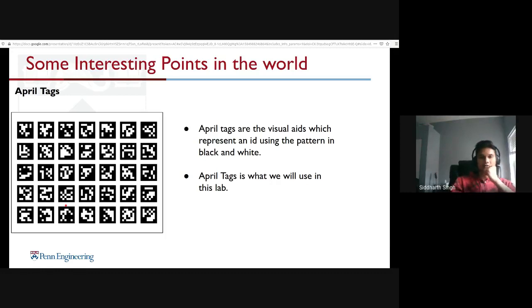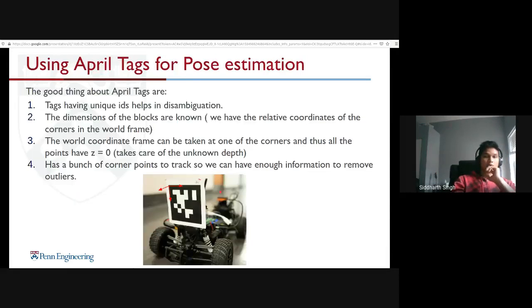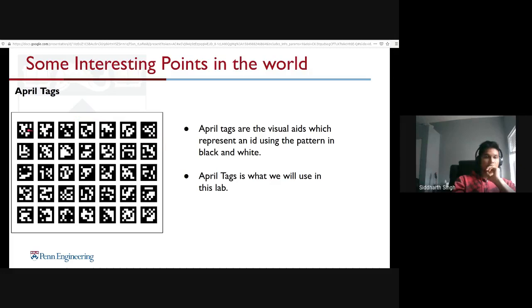So April tags, essentially, are visual aids. They are very unique. Every single visual pattern is unique in every April tag. They have IDs. So for example, each of these April tags has a unique pattern in the shape of squares. And each of these patterns represents a particular ID, say ID 1, ID 2, ID 3, 4, 5, right? And this is what we'll use in the lab.